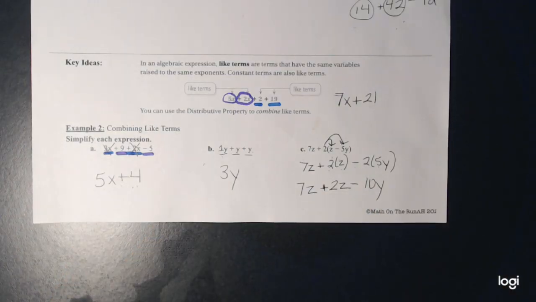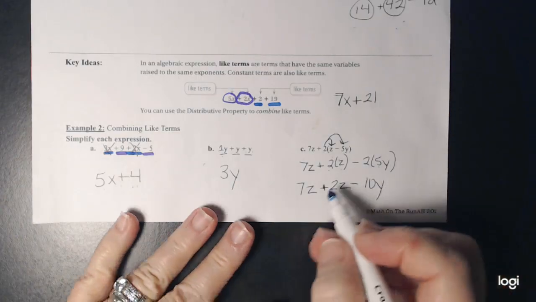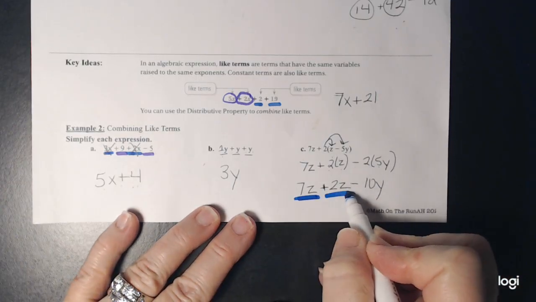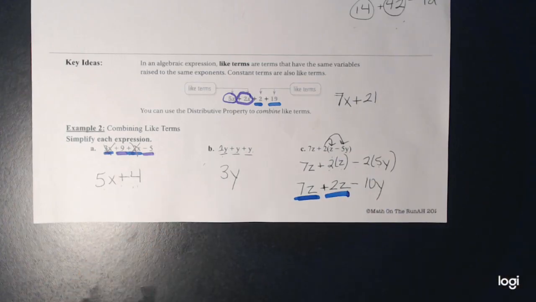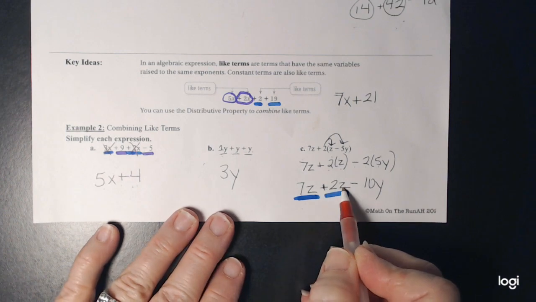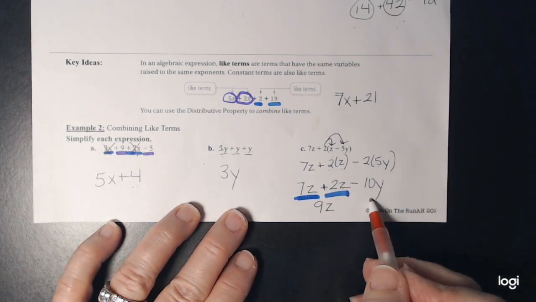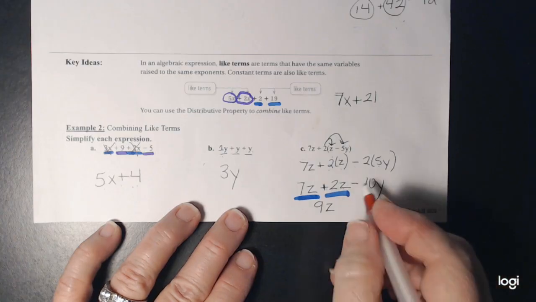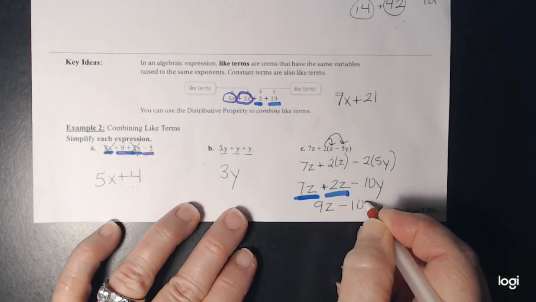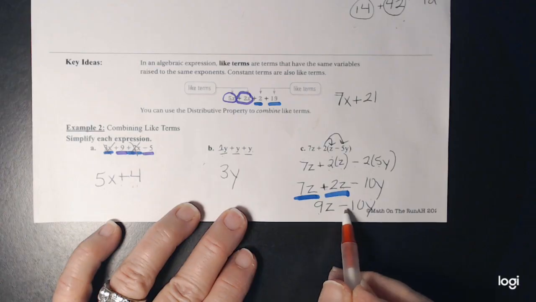Now we're going to look at our problem and see if we have any like terms. I see a z and a z. Those are the same. So 7 z's plus 2 z's makes a total of 9z. This is the only y I have. There are no other y's, so I'm just going to bring it down and say my answer is 9z minus 10y.